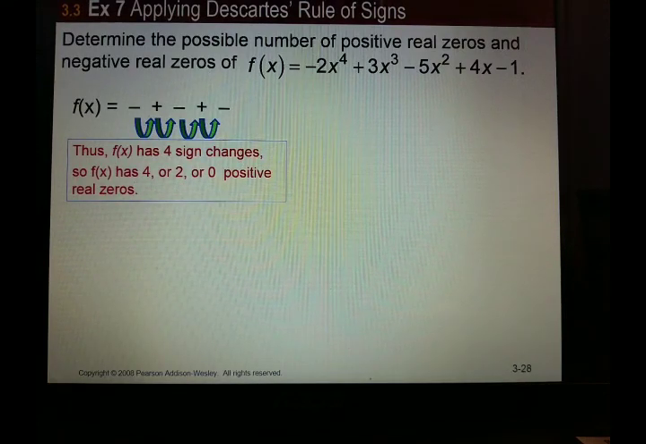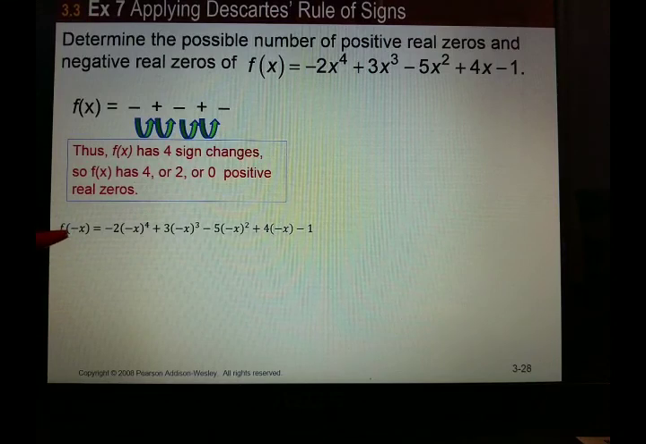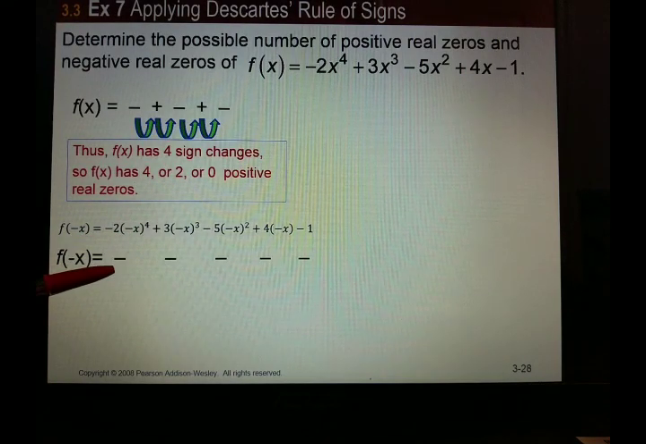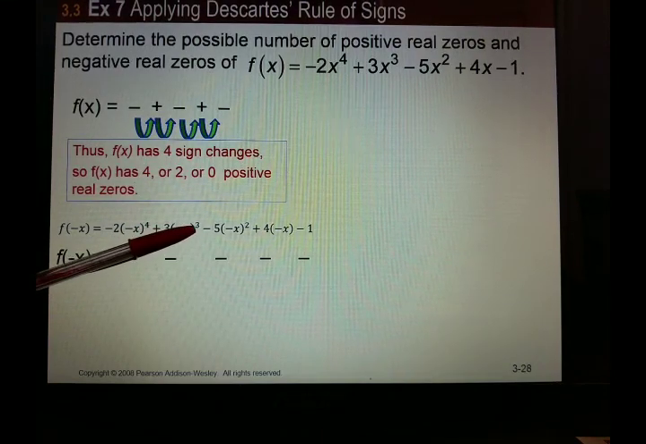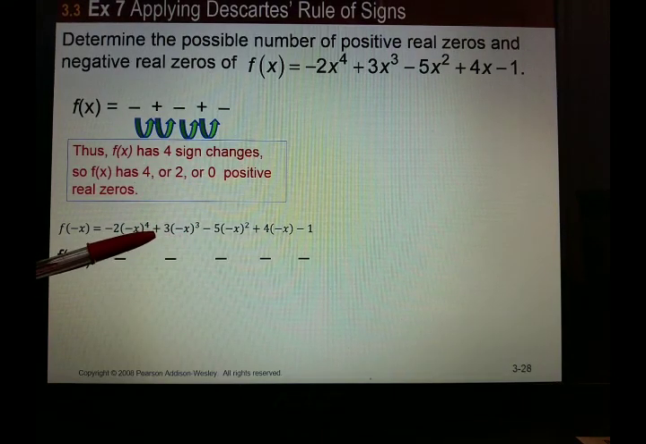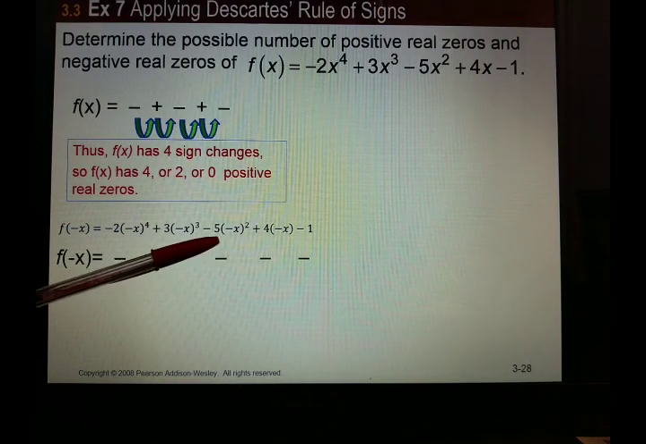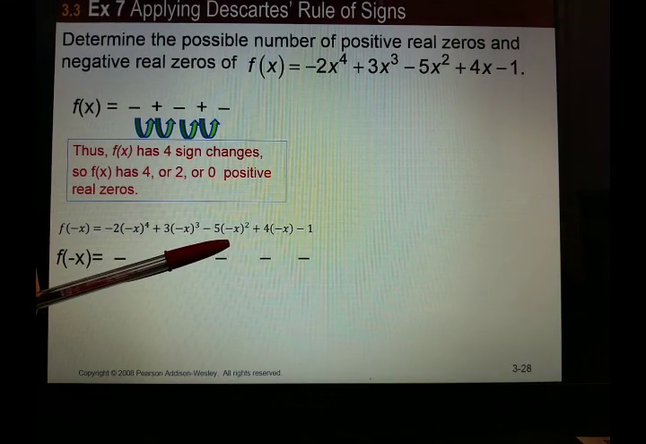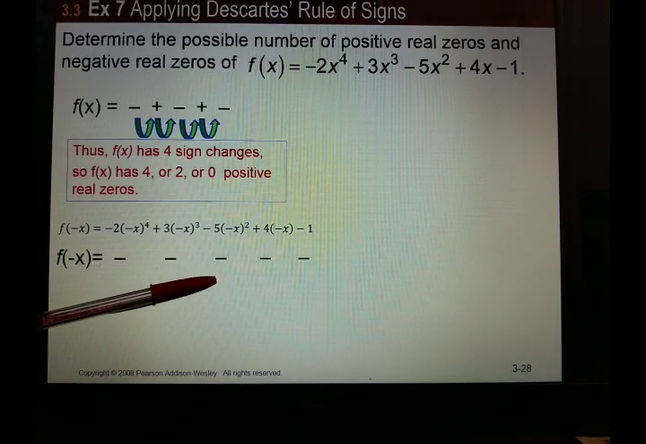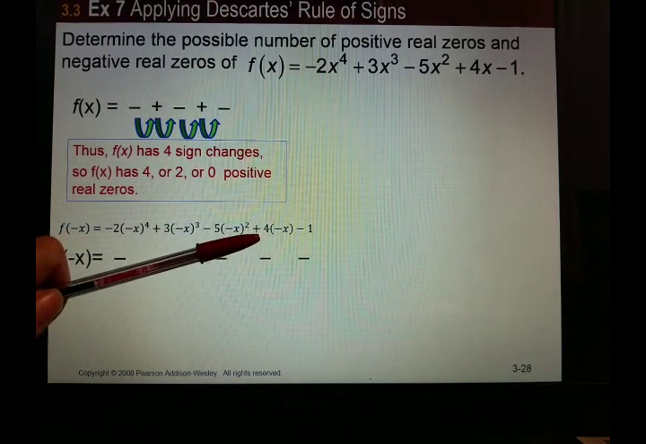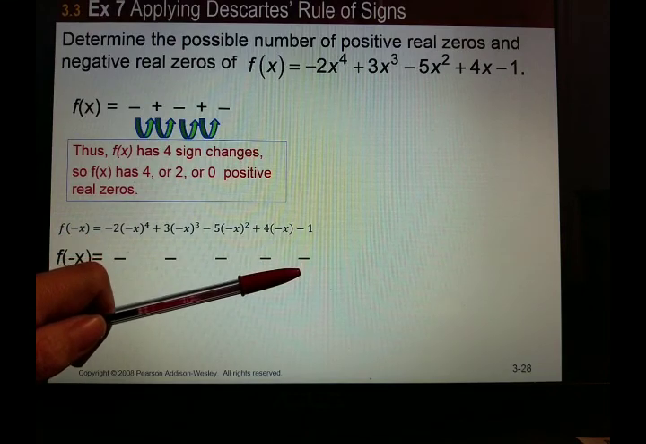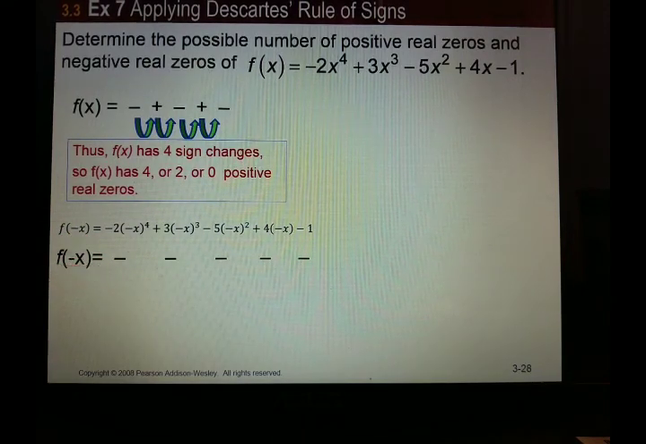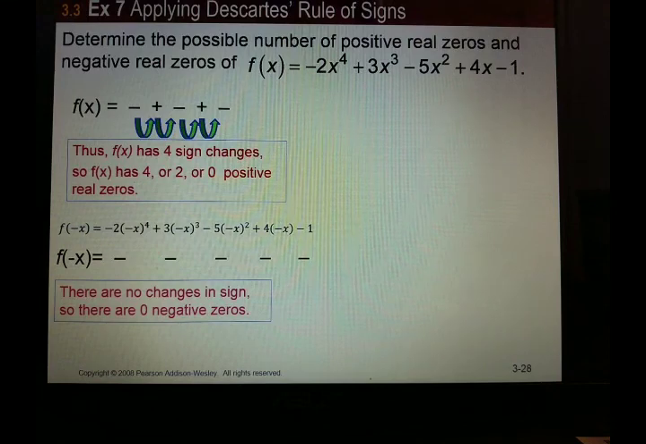All right, the number of negative real zeros, you will plug in a negative x for each of the x's. So a negative to the 4th power would be positive, but times negative 2 would be a negative number. All right, negative x to the 3rd power would be negative, but times positive 3 is negative. A negative squared is going to be positive x times negative 5, that's negative. 4 times negative x would be negative 4, and the 1 is negative. See, there are no changes here. So there will be 0 negative roots.